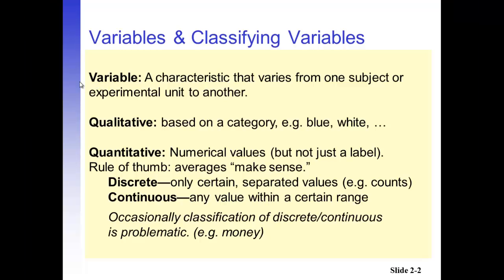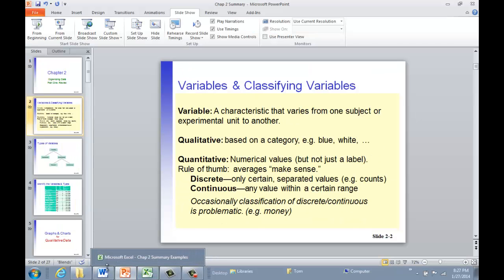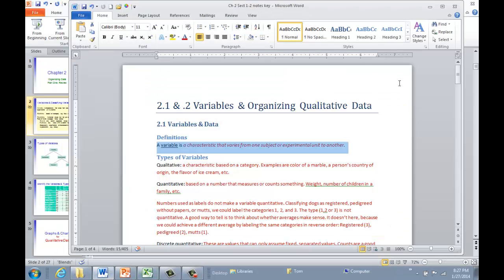The first thing we talked about were variables and what they are. A variable is simply a characteristic that varies from one subject or experimental unit to another. A variable could be either qualitative or quantitative. A qualitative variable is based on a category. A quantitative variable is based on a number. Let's take a look back at our handout and talk a little bit about some of those details.